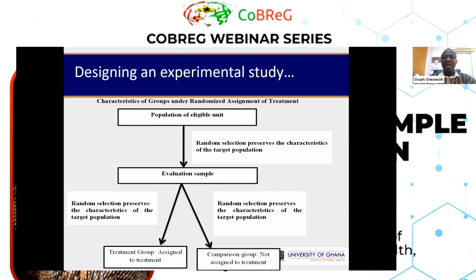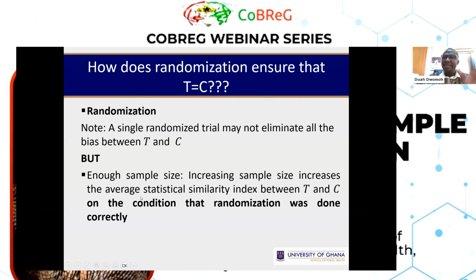So if you look at this, you have a population of eligible units, you do random selection to preserve the characteristics of that target population, and you have your evaluation sample. You do random assignment of your evaluation sample into the treatment group, those that are assigned to the treatment, and then to the comparison group. So technically, these are the two main steps that we use in experimental study design.